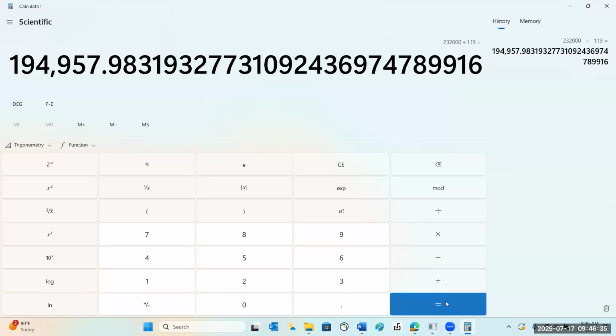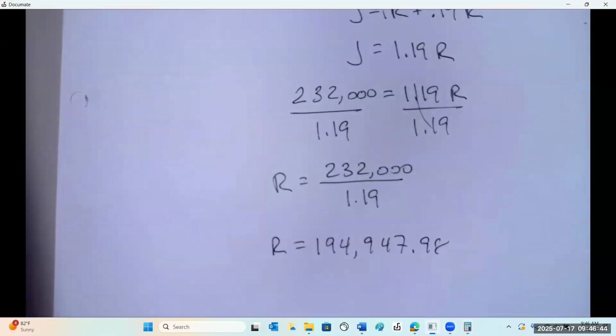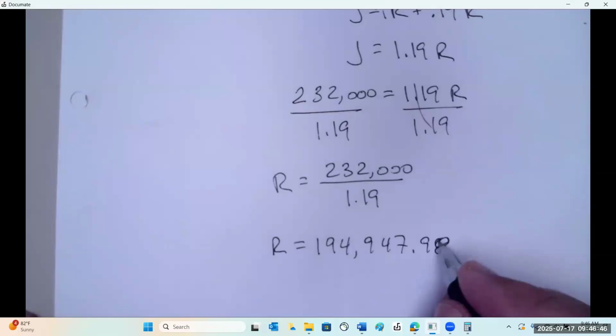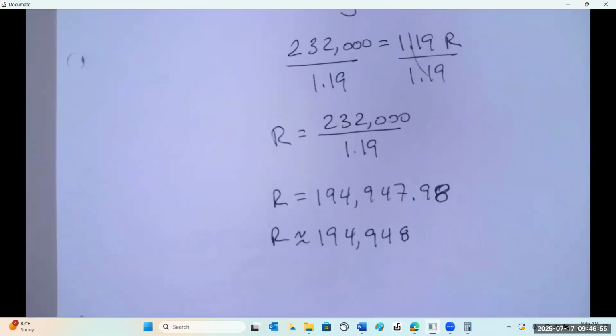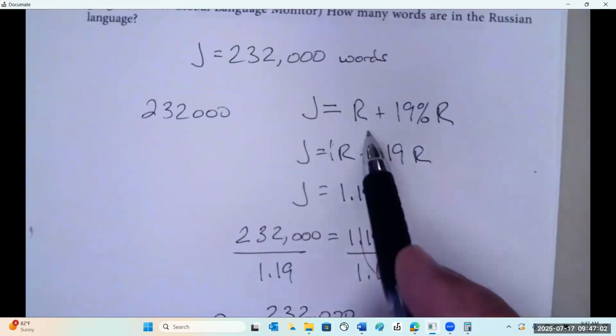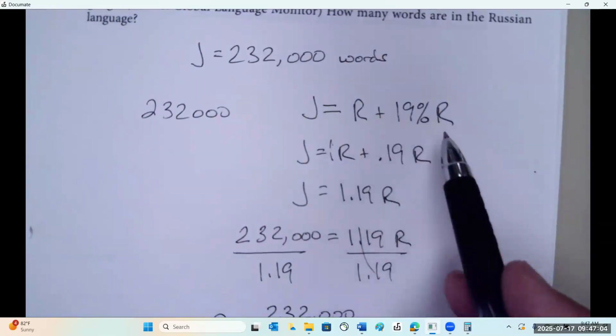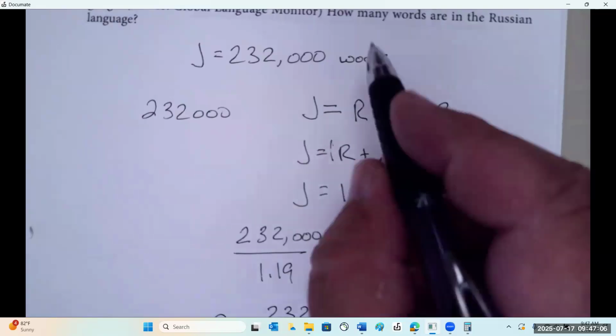So there is approximately 194,947.98, which means it's 194,948 words in the Russian language. Because if we had R plus 19% of R, what number is in front of R?